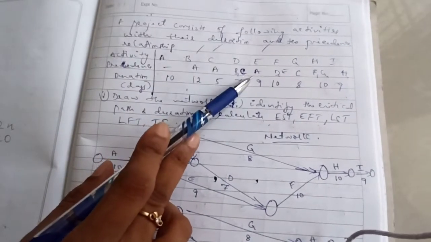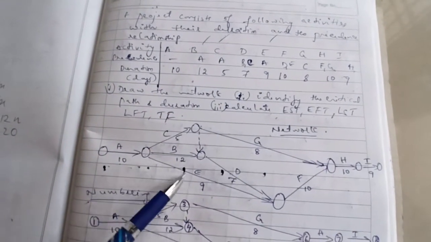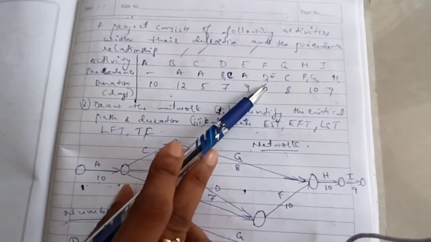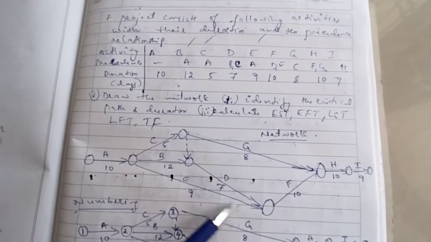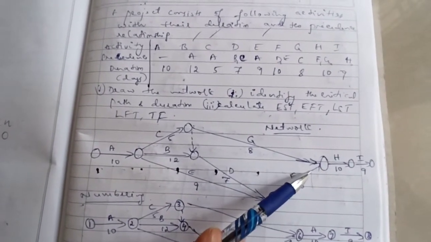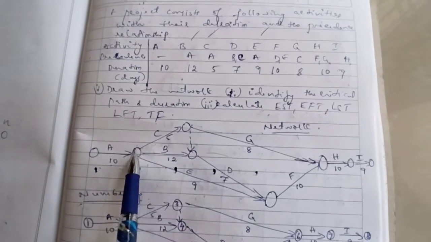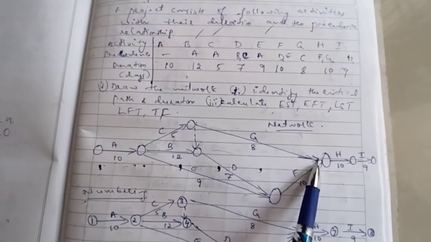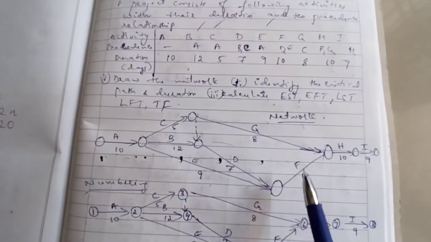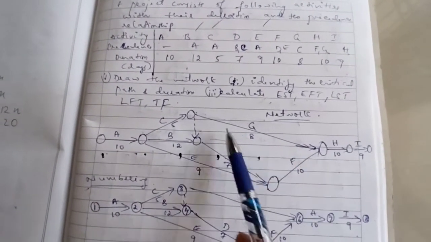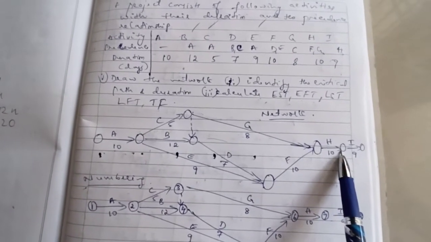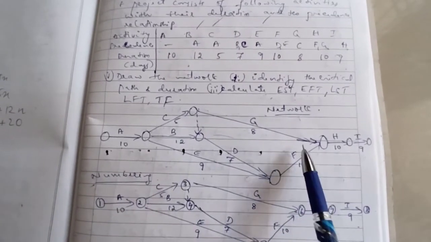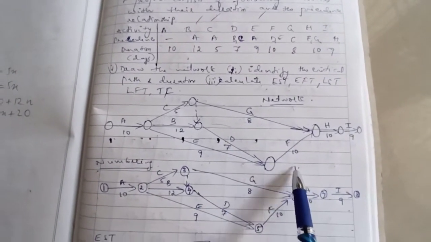And E will start only after completion of A. So from A, I have drawn the activity E. Then F will start after the completion of D and E. So after completion of D and E, F will start. And G will start only after completion of C. So this is activity C, and G will start after completion of C. Then H will start after completion of F and G. So here are F and G, and H will start after that. Then I will start after completion of H. So this is how we can draw the network diagram for the given problem.